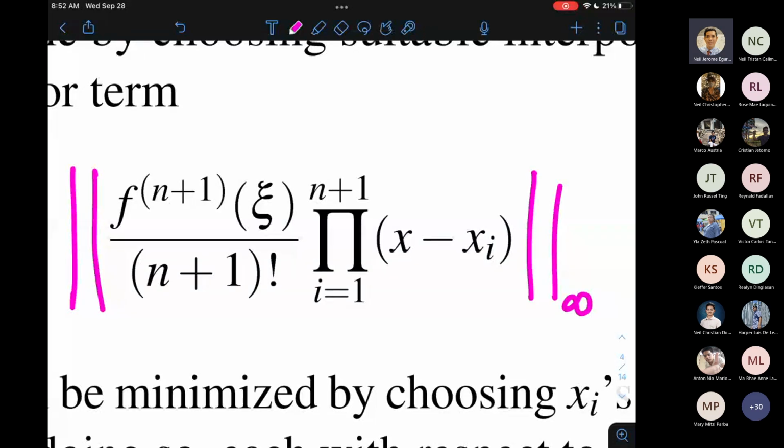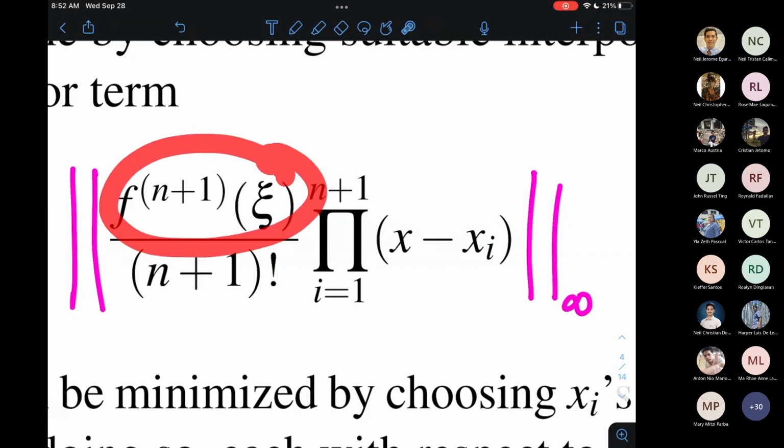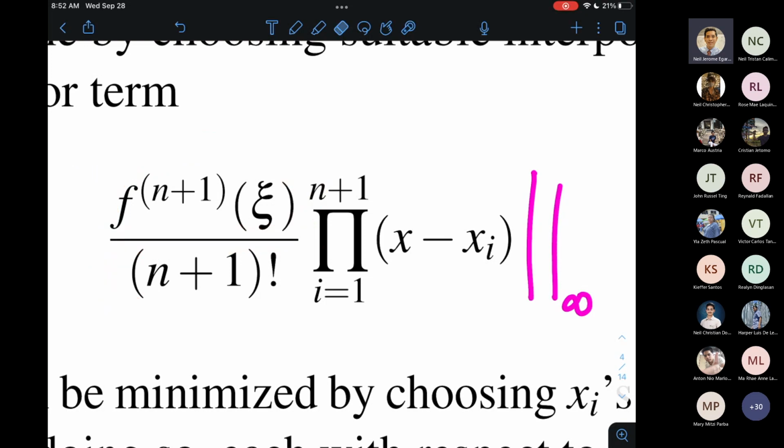Kukunin natin yung L infinity norm yan. Okay? Pipili natin yung mga x sub i's para mapababa yung L infinity norm nitong error term. So, paano natin pipilian yung mga x sub i's para mapababa itong L infinity norm na yan? Well, yung L infinity norm ay pinakamalaking function value. So, ibig sabihin, hindi magma-matter ito. Hindi rin magma-matter ito. So, pwede ko na siyang tanggalin sa norm. Kasi ang constants, lumalabas lang ng norm. Itong function value na to, constant yan. Evaluated at C. Hindi nga lang natin alam yung value ni C, pero constant siya.